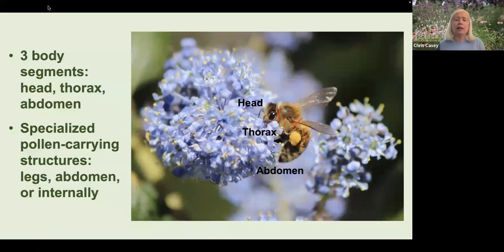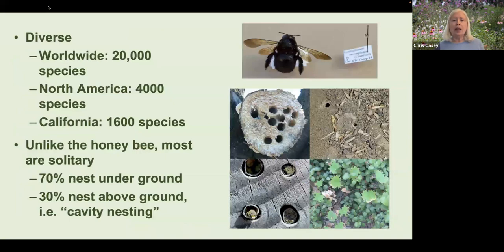Like all insects, bees have three body segments: a head, thorax, and an abdomen. What distinguishes bees from other insects is that they have specialized structures for pollen transport. And this is because bees are vegans. They get all of their food material from plants, either pollen or nectar. And so they've evolved specialized structures for transporting those materials to make that process more efficient.